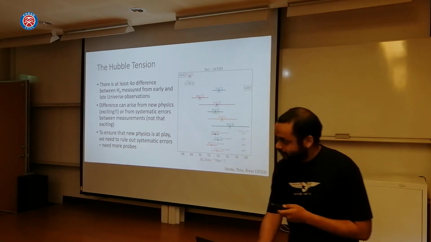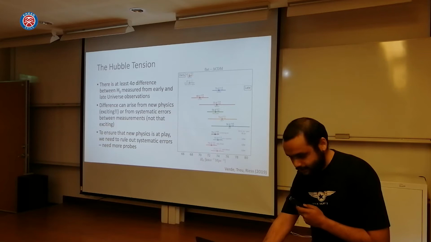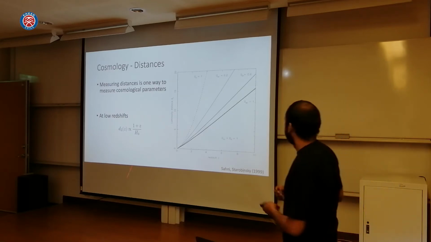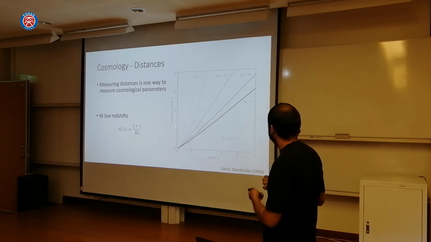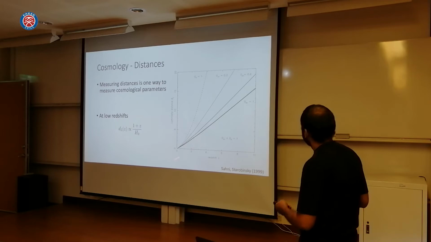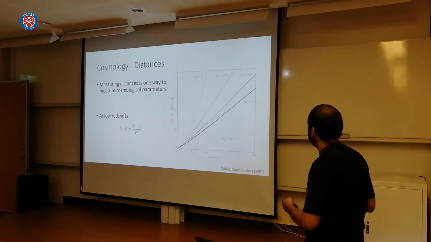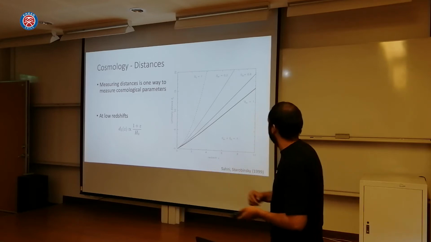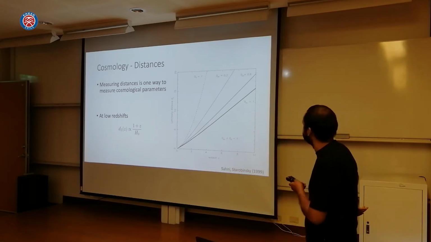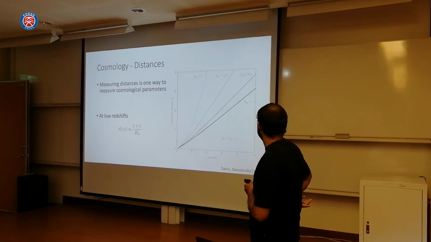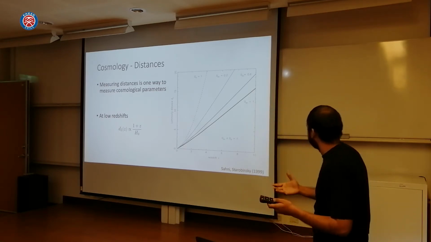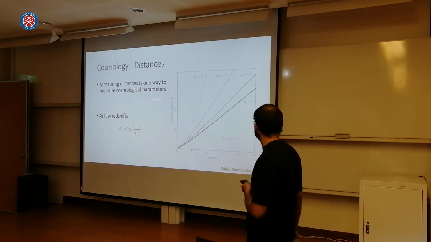So how do we go about measuring H0? Well, one possibility is to measure distances. I show here a plot of the luminosity distance as a function of redshift, and these different lines show different cosmological models. Omega lambda is the amount of dark energy density in the universe, essentially, and omega matter is the amount of matter density in the universe.